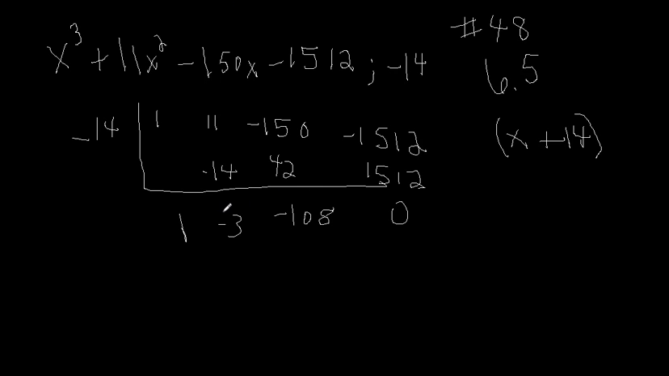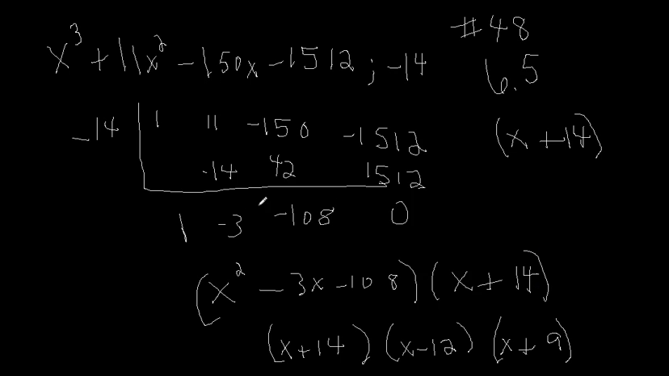Okay, I kind of skipped through the process because of time, but once you go through the process of synthetic division, your solution would be x squared minus 3x minus 108. Since you have a remainder of 0, that means that now you've factored it somewhat. That's what your factors look like so far. Now, to jump to the end, this will factor to x minus 12 times x plus 9, and then you bring this down. This is your completed solution here for number 48, section 6.5.